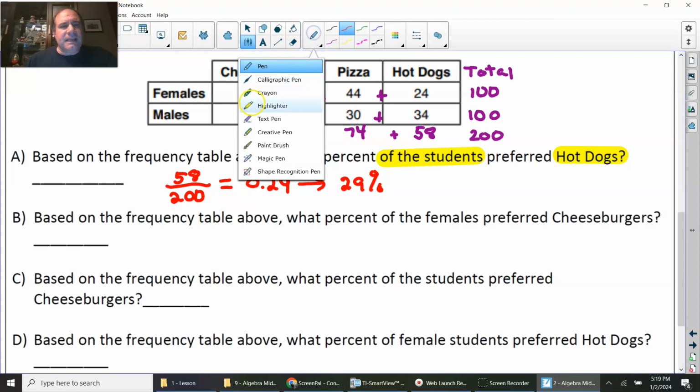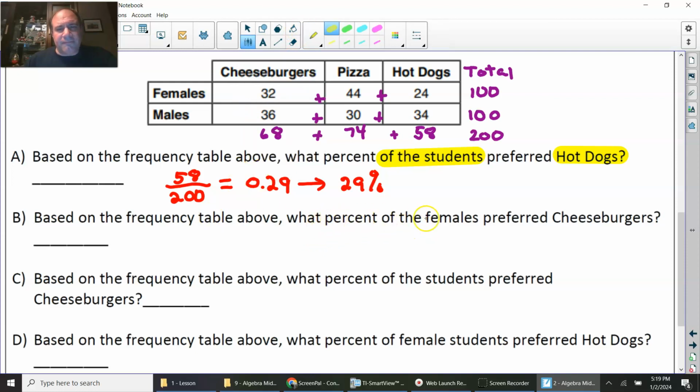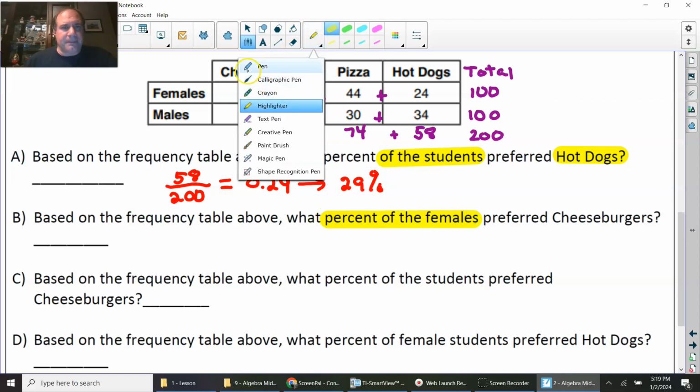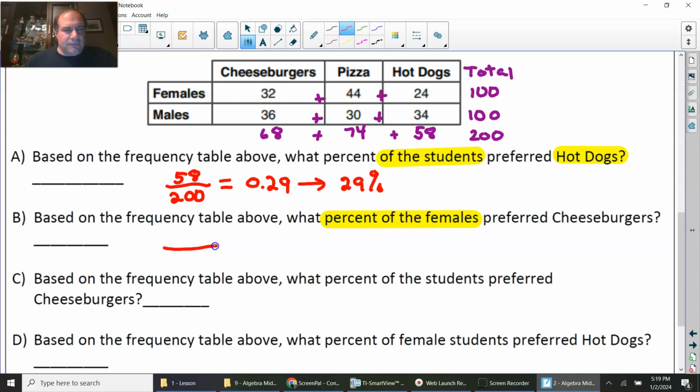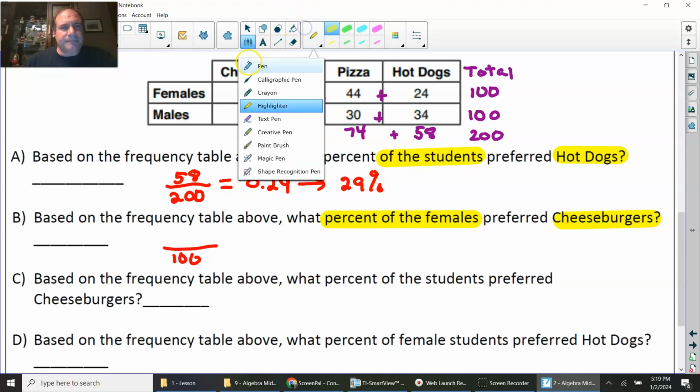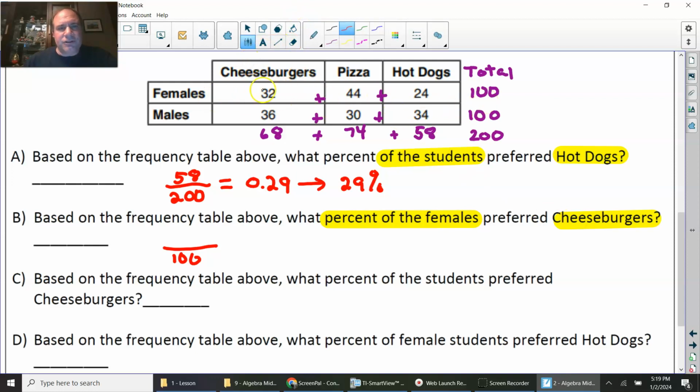Based on the frequency table above, what percent of the females? Stop. How many females are there? 100. What percent of the females preferred cheeseburgers? So how many of the females preferred cheeseburgers? 32. If you put that, 32 divided by 100 is 0.32. And you get 32%.